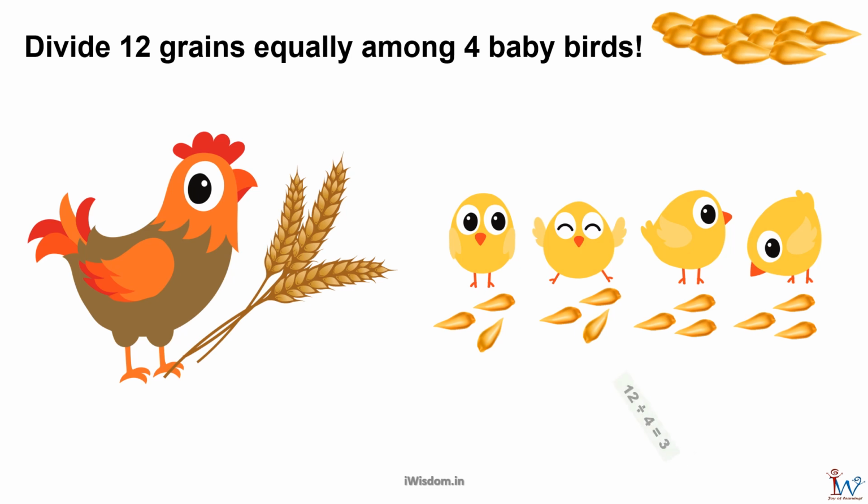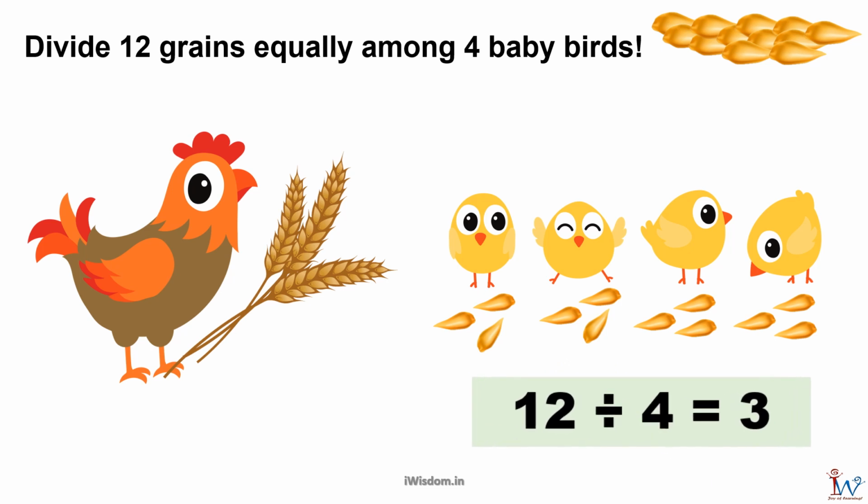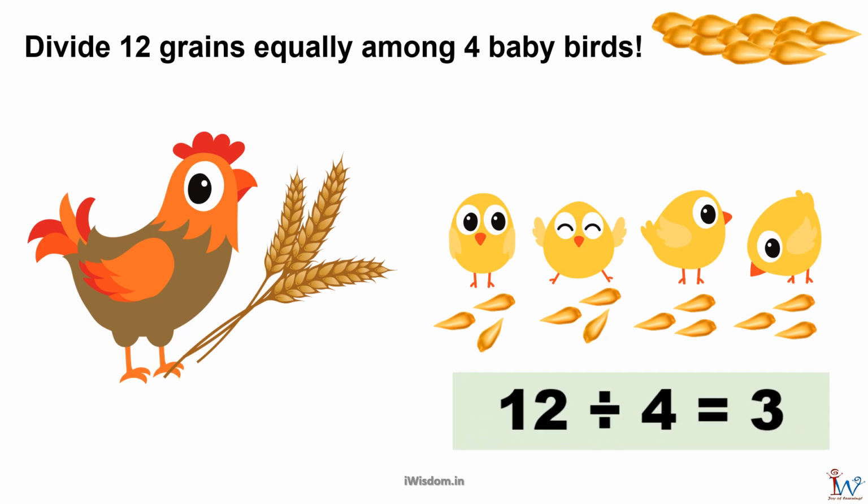We say 12 divided by 4 is equal to 3. That is, when we divide 12 grains equally among 4 baby birds, each baby gets 3. Well done. Like addition, subtraction, and multiplication, division is also a basic operation in maths.